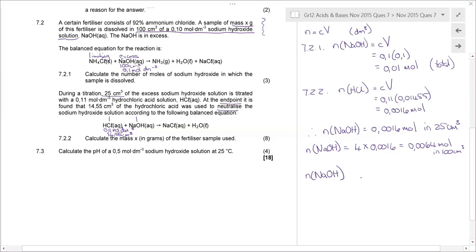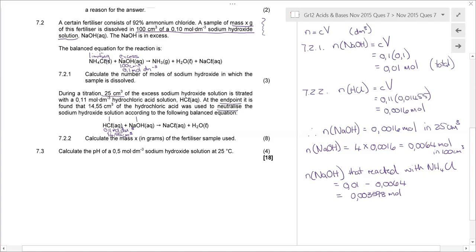So the moles of sodium hydroxide that reacted in the first reaction with the ammonium chloride, we're going to calculate that now. The number of moles of sodium hydroxide that reacted with ammonium chloride in your fertilizer is equal to the total that we started with minus whatever was unreacted. And that is going to give us 0.003598 moles. These are the moles of sodium hydroxide that reacted with the ammonium chloride.